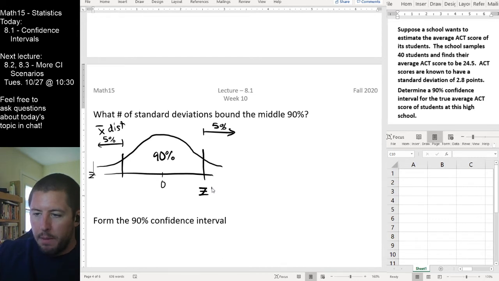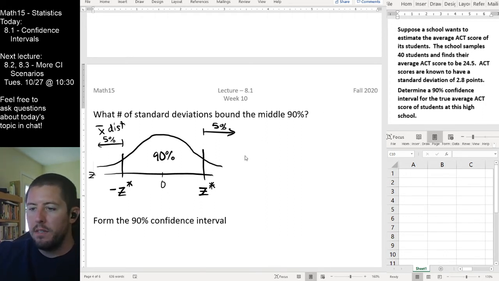So typically we refer to this as z star. I put a little asterisk because it's special right there. And what we know is that this guy over here is going to be the exact same value of z. It's just negative because it's on the left-hand side. So that's kind of how I would draw my diagram associated with this.